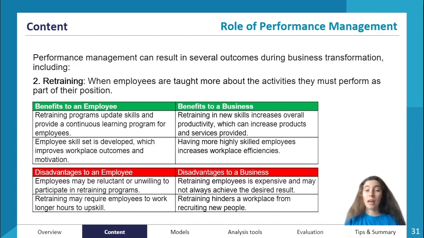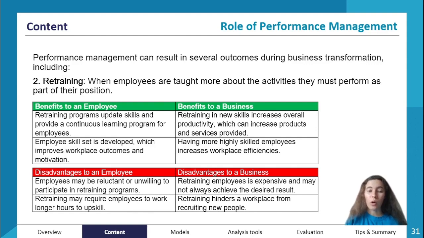So, an example is if you've got a supermarket and you've got employees who work at the checkout, and perhaps that business is going to bring in a new offering with a cafe as part of the supermarket, then you may need to retrain employees so they can do the barista work that's required, for example. Also, if you've got different technologies that are coming in, then employees will need to know about those technologies and how to work with them as well. So, there are different benefits and different disadvantages for both employees and businesses as well.